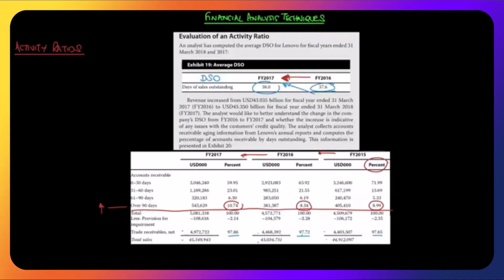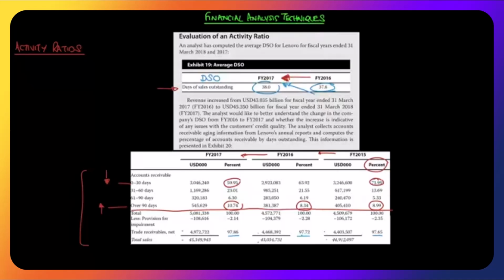0 to 30 was 71.99, is now only 59. That has plunged. So this ratio begged the question what was going on. This answers it. It is an issue for me. Accounts receivable are getting older on average. What's the concern? Well, the concern is the older they get, the less likely they are to be collected.